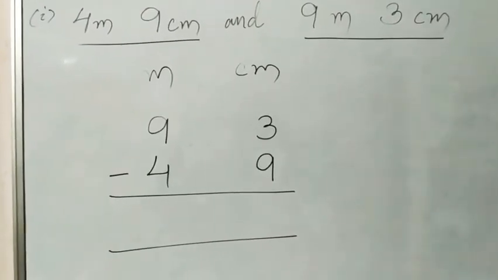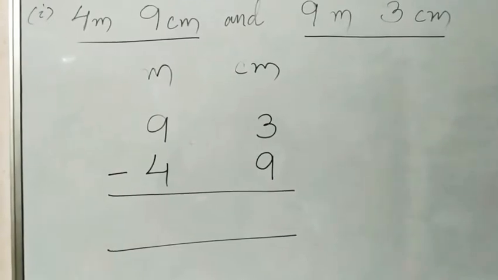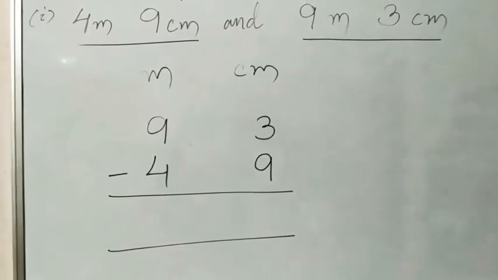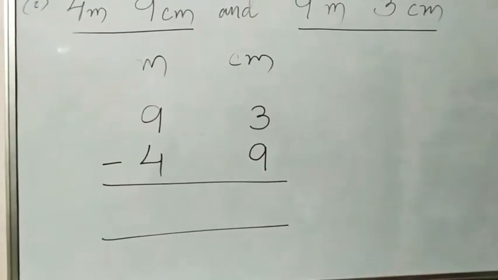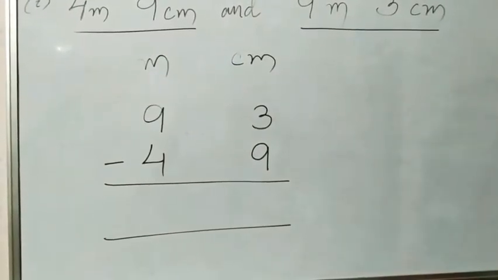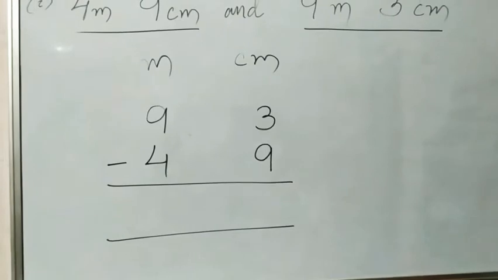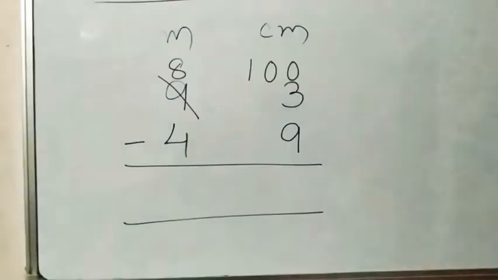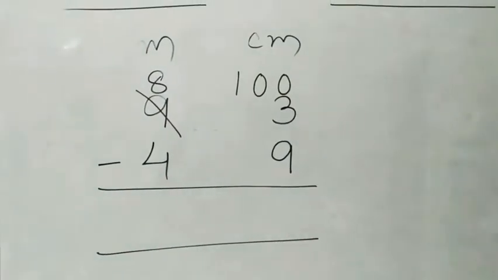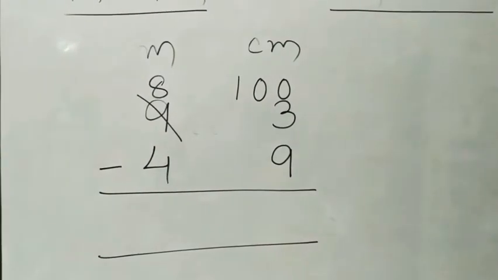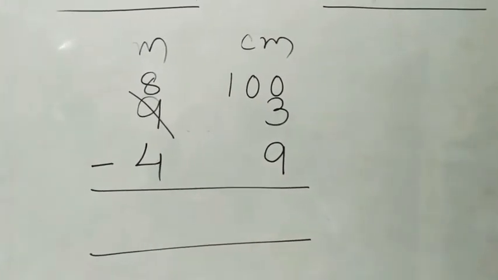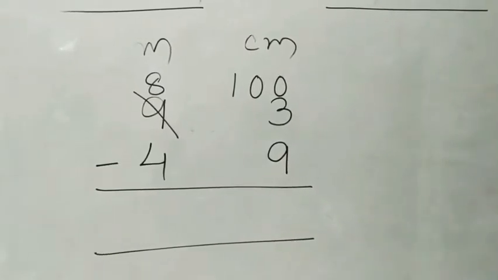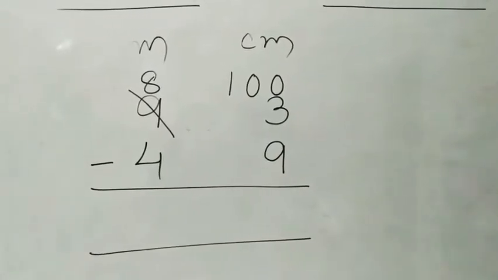Now why? Because always in centimeter there are two zeros. That means 1 meter is 100 centimeter. So you have to first borrow from 1 meter. Okay, let's borrow. Now you see I have borrowed 1 meter. I brought it to centimeter and it became 100 centimeter. Now you may start subtracting.